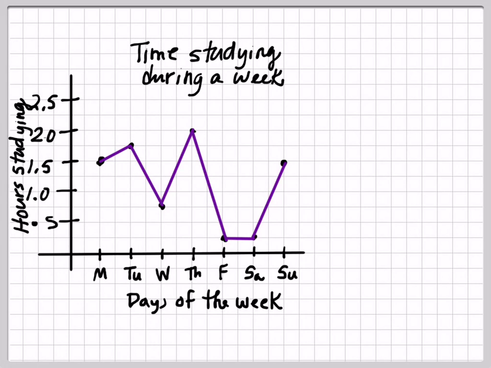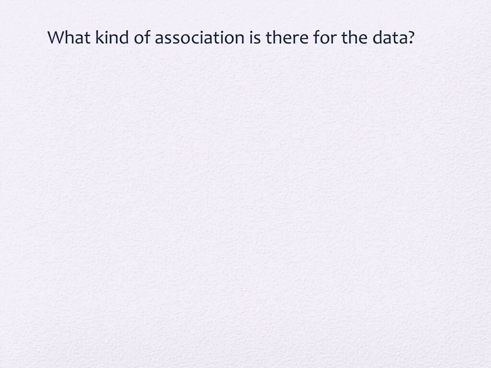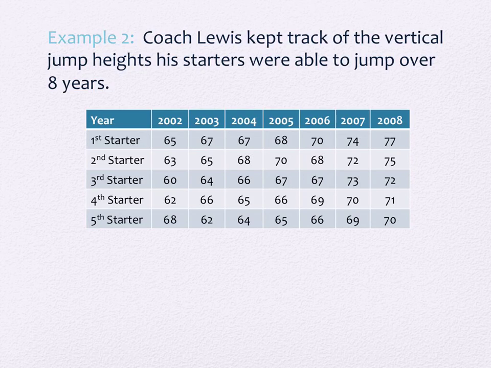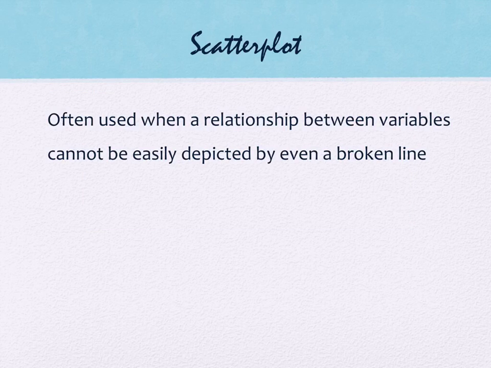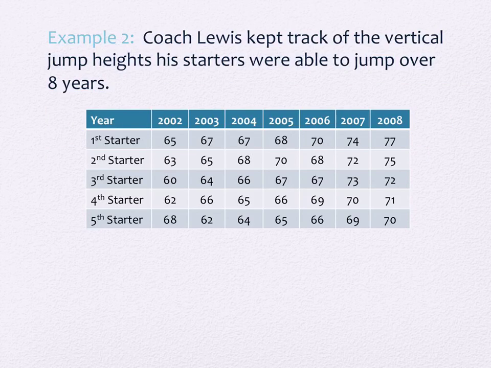Easy enough? Okay. Now we're going to talk a little bit more about scatter plots. I've already mentioned a little bit about it, but let's go back and pick up the rest of the information about that. A scatter plot is often used when a relationship between variables cannot be easily depicted even by a broken line. Now, we could depict that last one by a broken line. We could do it without a line and call it a scatter plot as well. But the next set of data you're going to see is a little bit more complicated. And the reason it's more complicated is because we have multiple x's and multiple y's going on.